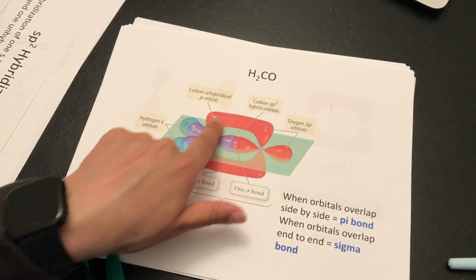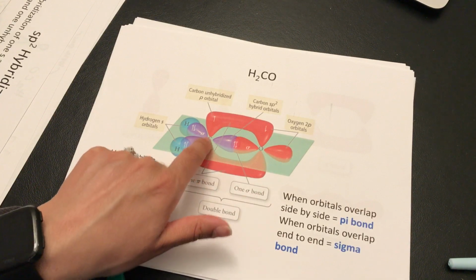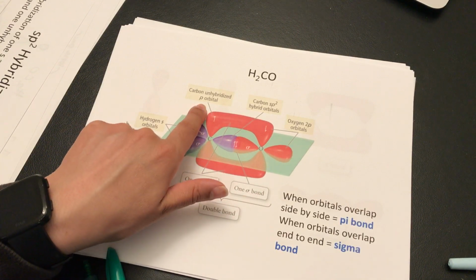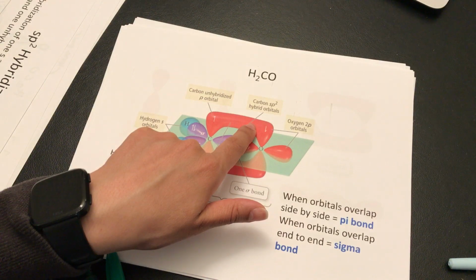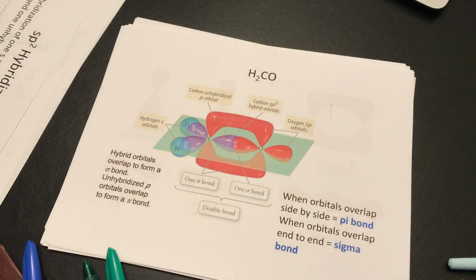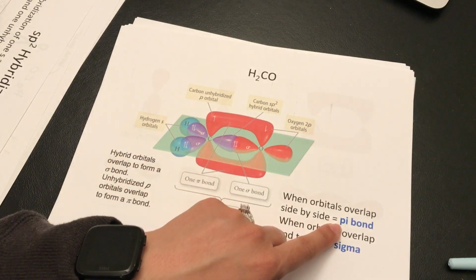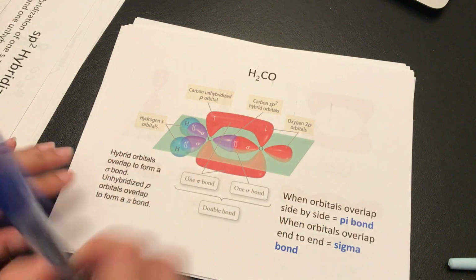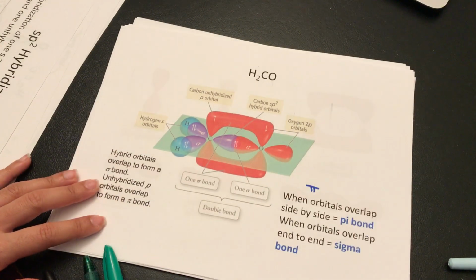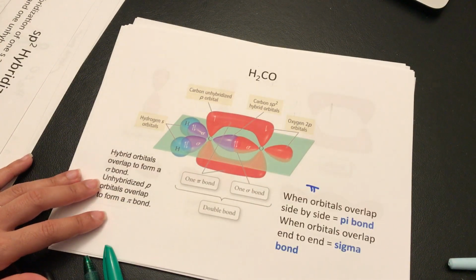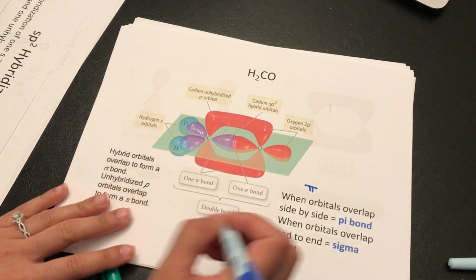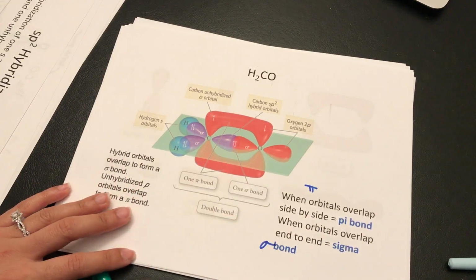And then I form another orbital with the remaining unhybridized p orbital of the carbon and an orbital of the oxygen. When you have orbitals that are overlapping side by side, you form something called a pi bond, which is just represented by the pi symbol. When orbitals overlap end to end, you have something called a sigma bond, which is represented by a sigma sign.